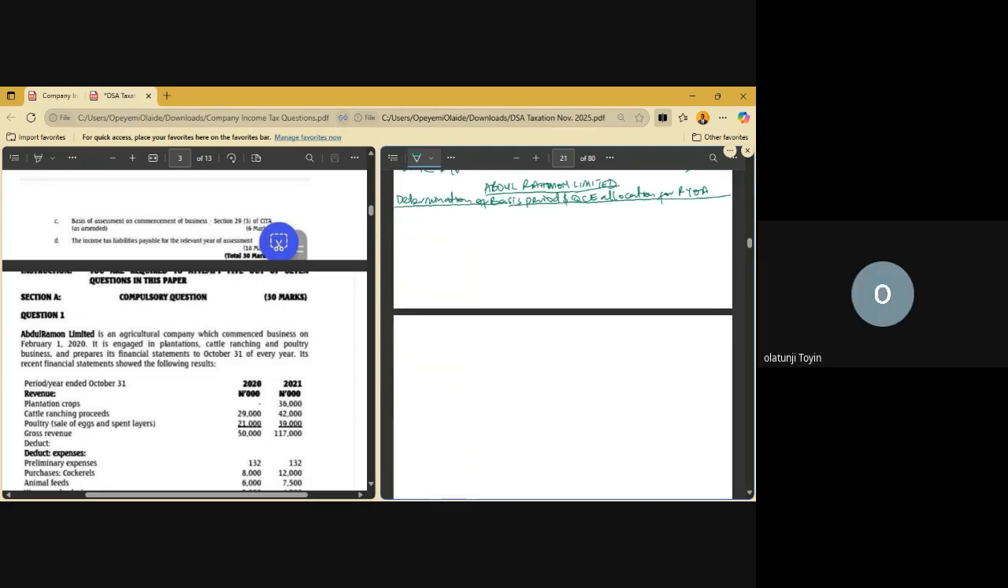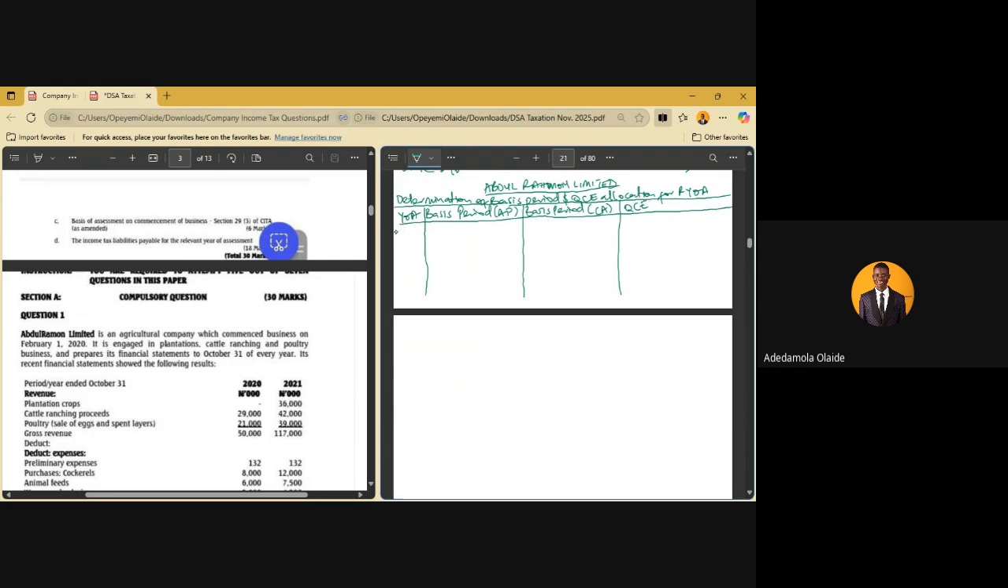Do you understand? Right. So we have year of assessment. We have basis period for assessable profits. We have basis period for capital allowance. Then we have the QCE.